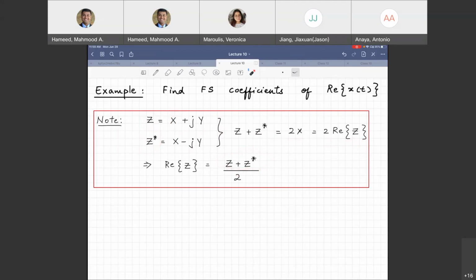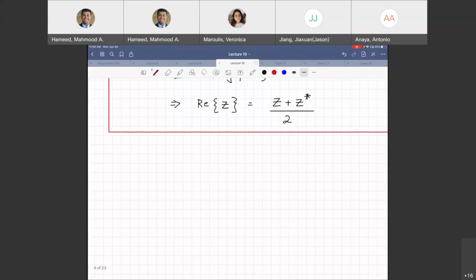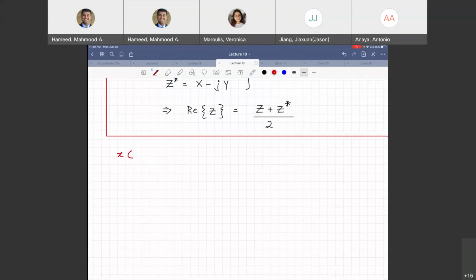Let's see that. With that, let's get into it. Find the Fourier series coefficients of the real part of x of t. Let's start with x of t. Let's define its Fourier series coefficients as a sub k. How about x complex conjugate of t? What are the Fourier series coefficients there? A sub minus k complex conjugate. That's the conjugate property, right?